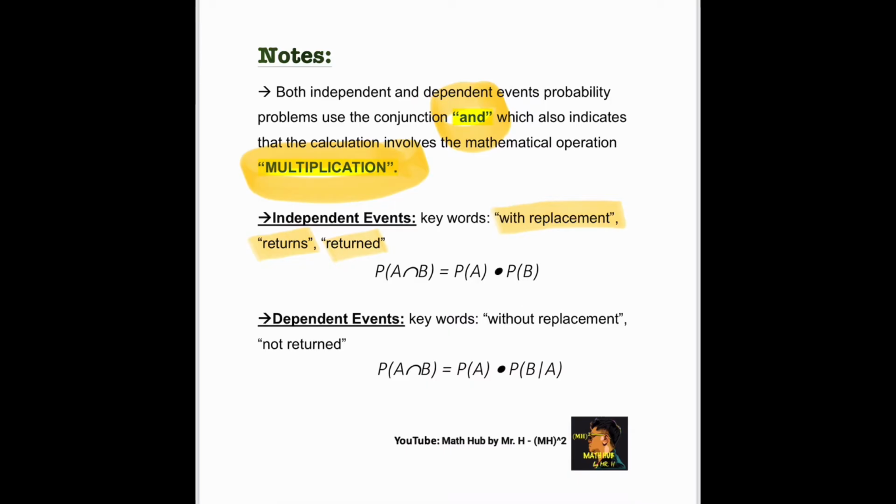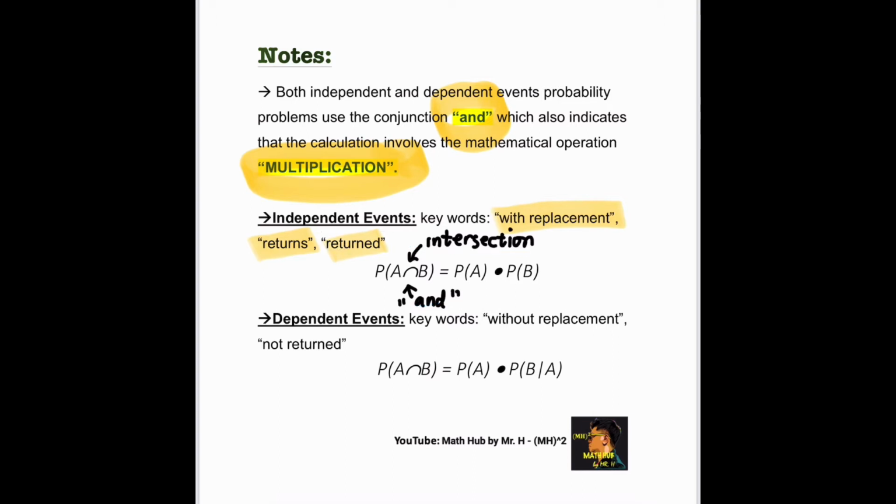So A and B here represent events. And if you have already watched the videos I uploaded previously about sets, this symbol right here means intersection. Relating it to what I mentioned earlier, which is the conjunction, this is also a symbol for "and". So you can say probability of A and B or probability of A intersection B. So that is the formula for independent events.